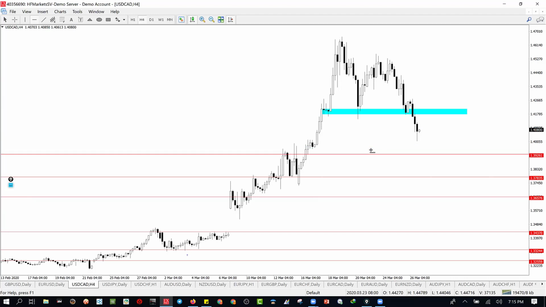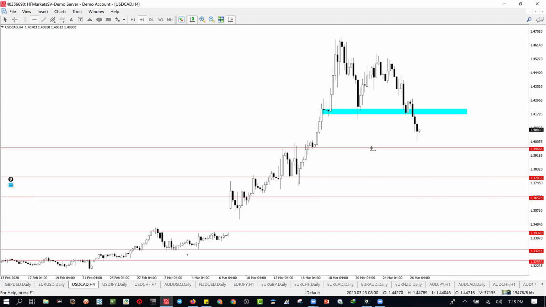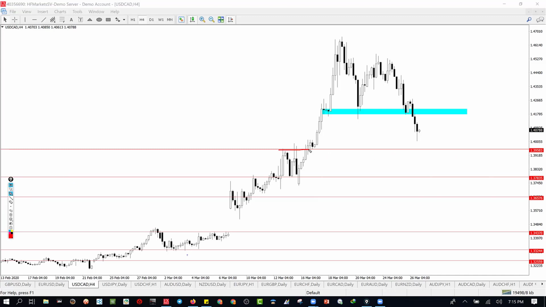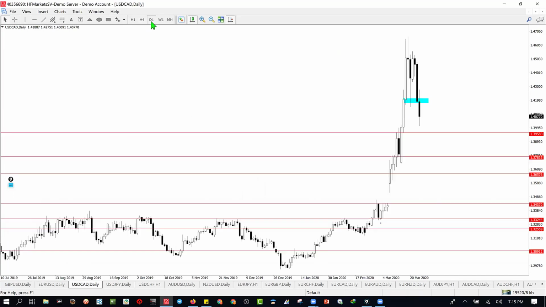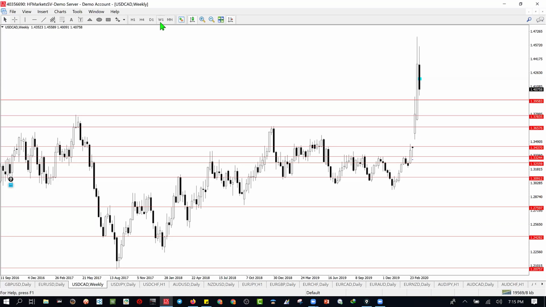horizontal line so I can use that to spot my support level. This is support right here. Support right here. So let me check on the daily time frame. Actually, I use the daily time frame to analyze my support and resistance zone. Okay. This is support. Okay, let me check the weekly.